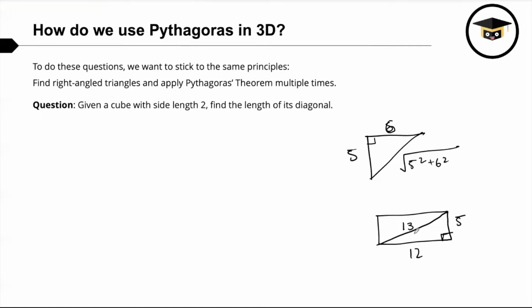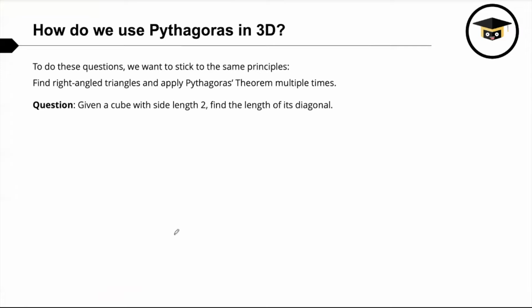Now, in 3 dimensions, we're going to be using the same exact principles. We're going to be finding right angle triangles and applying Pythagoras' theorem, but this time we're going to be doing it more than once. So let's have a go at this particular question to give us an idea of how to use Pythagoras in 3-dimensional scenarios. Given a cube with side length 2, find the length of its diagonal.